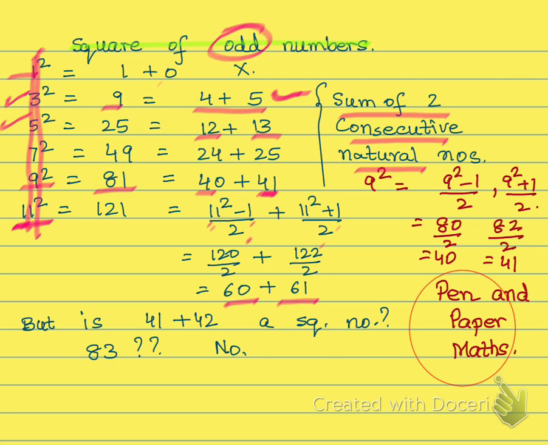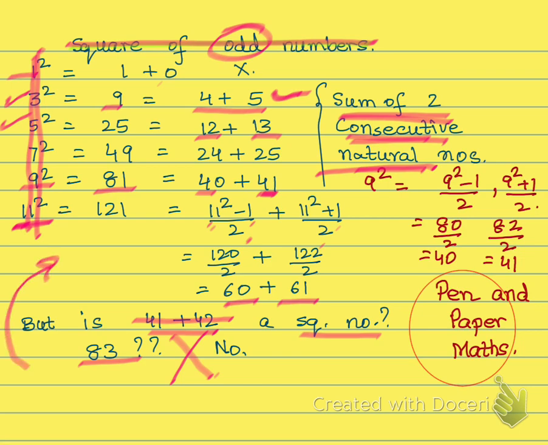So does that mean the sum of any two consecutive natural numbers will give me a square number? Check it out for yourself. 41 plus 42, you get 83. Is 83 a perfect square? No, it is not. So that means although the square of odd numbers is always the sum of two consecutive natural numbers, the reverse may not always be true.